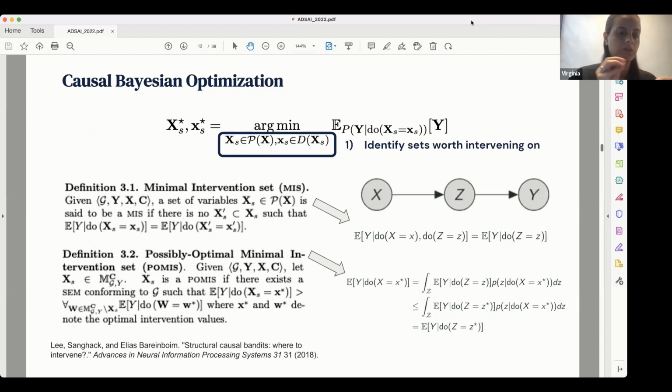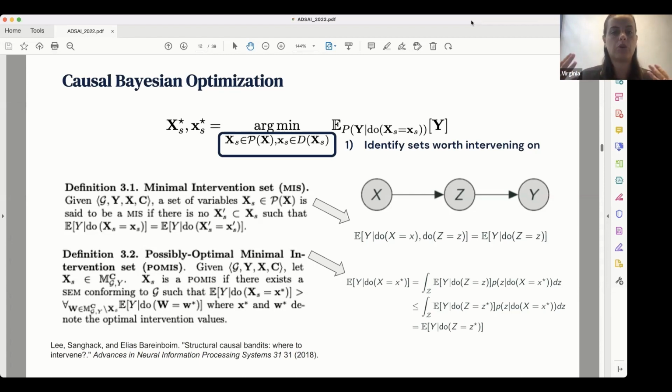So starting from the first element, restricting the search space, we use two notions of minimal intervention set and possibly optimal minimal intervention set that have been defined in this paper that is mentioned here, Structural Causal Bandits, Where to Intervene. And so the idea of this is to exploit some sort of invariances given the topology of the graph.